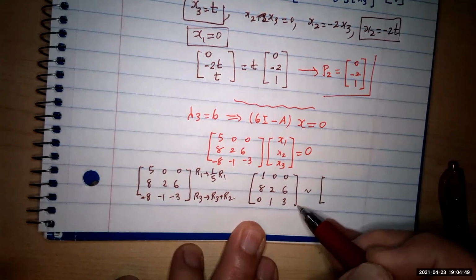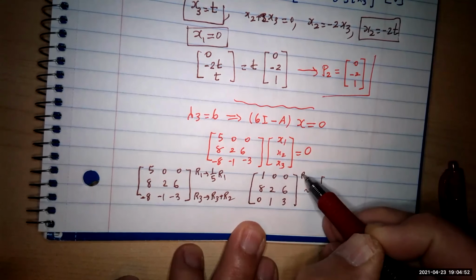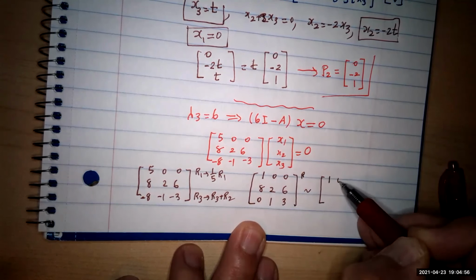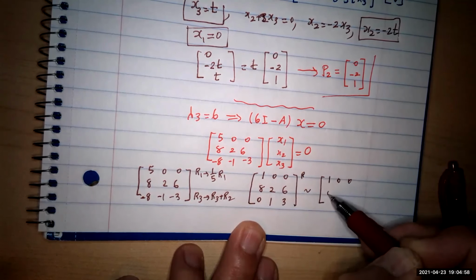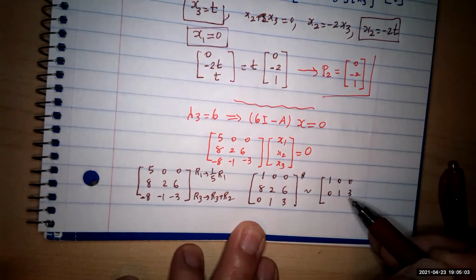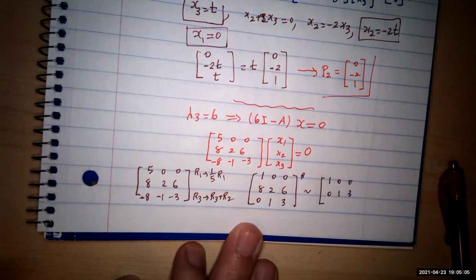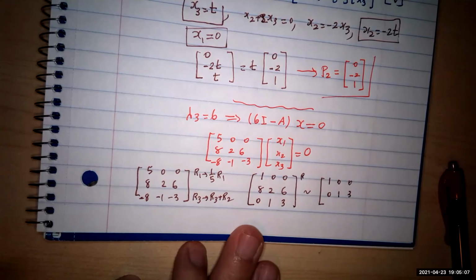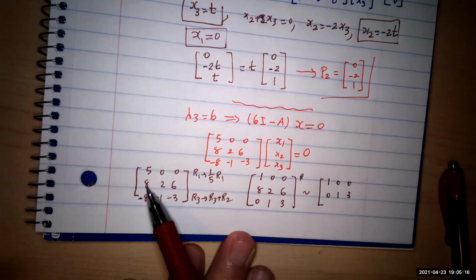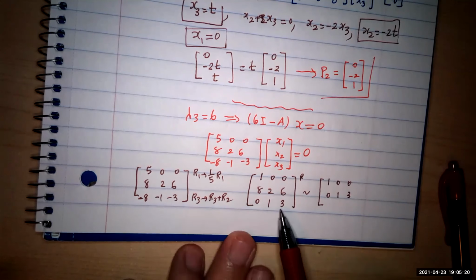Switch these two, R2 and R3. So this is going to be 1, 0, 0. So it's going to be 0, 1, 3. And did I miss anything? So what I did is R3 and R2 that give you 0. This is going to be 1, and this is going to be 3, which is true.